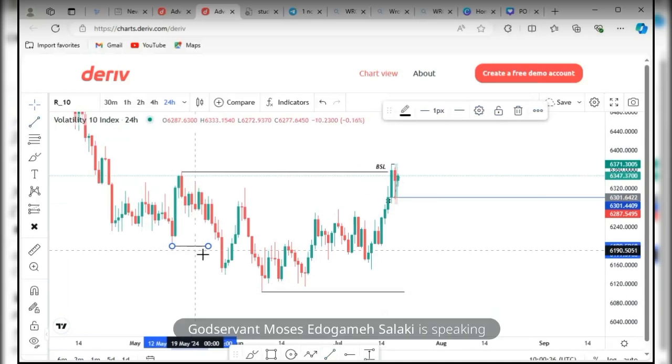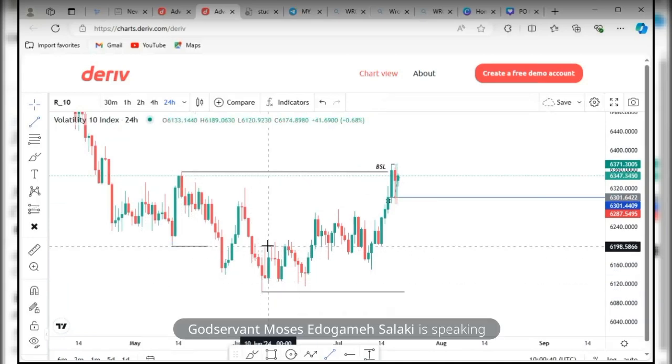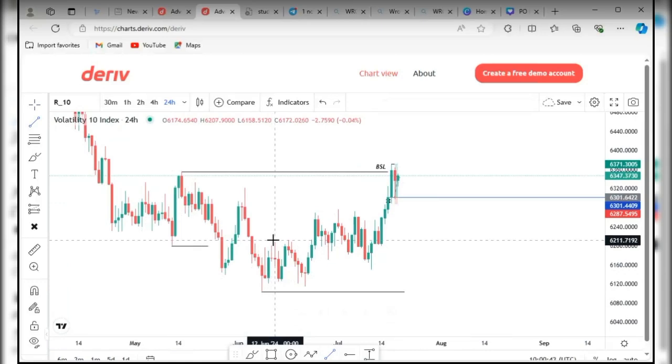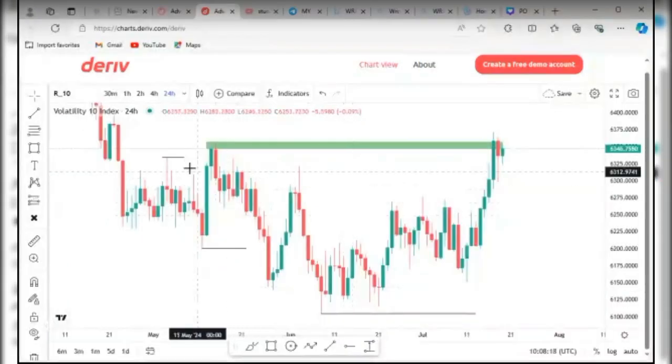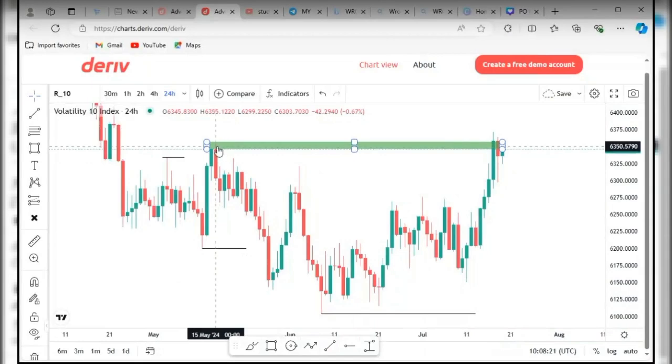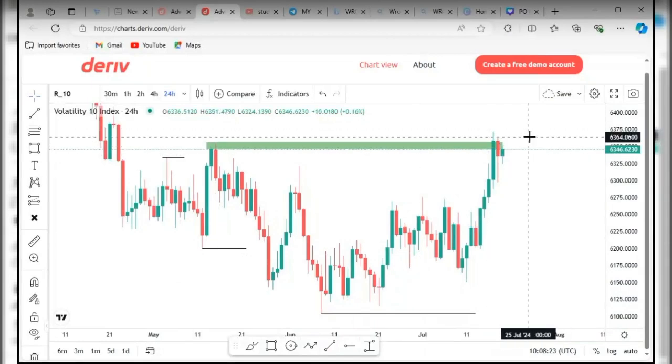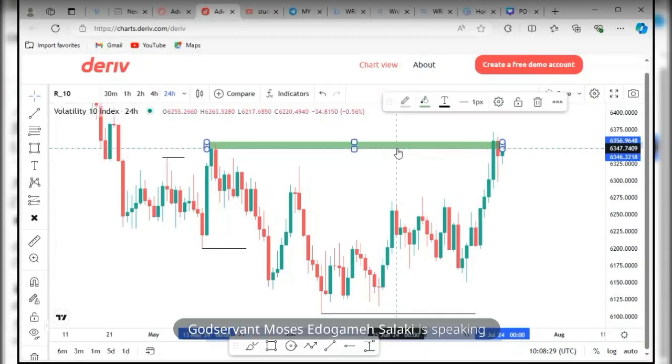So we had all of this low. However, price came, and from here we have this break to the upside. This was a valid zone for me. We had all of this break, and then price should now give us some bearish formation here for us to short VIX10. However, look how VIX10 did.